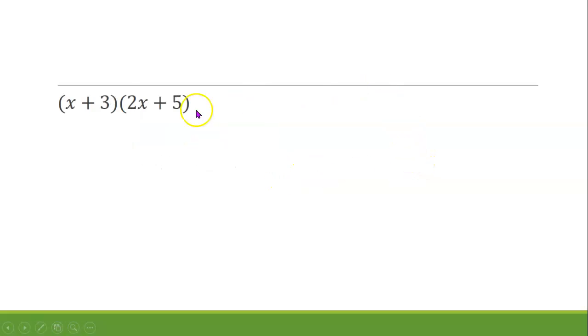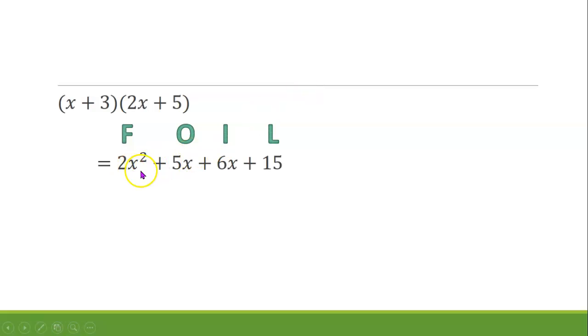Let's try another example like that where we use the FOIL method. So F, x times 2x would be 2x squared. O, x on the outside times the 5 is 5x. I, 3 times 2x is 6x. L, 3 times 5 is 15. So we got 2x squared plus 5x plus 6x plus 15.